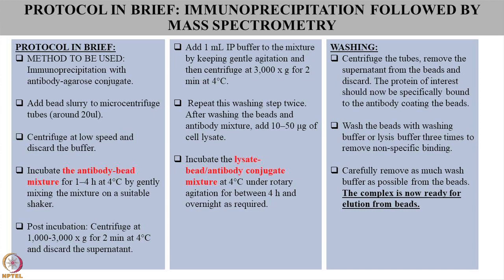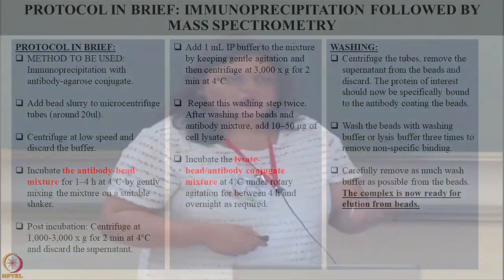So the next day, basically IP takes like 3 consecutive days, so you can use a couple of days to get this done. In the next day, you will again wash it. Again, you're washing so as to not have those things that are just weakly bound or maybe a carryover. You just want to be sure that you're identifying only the complex of your interest.